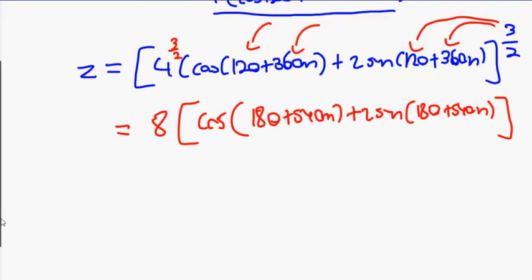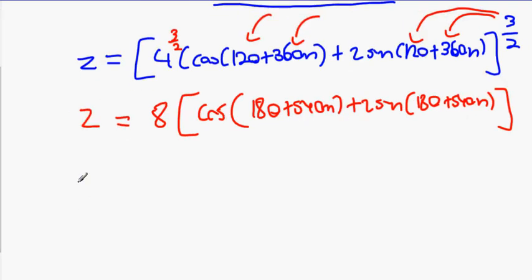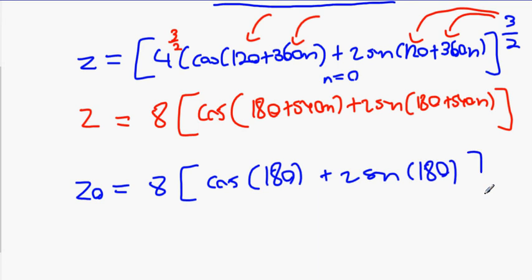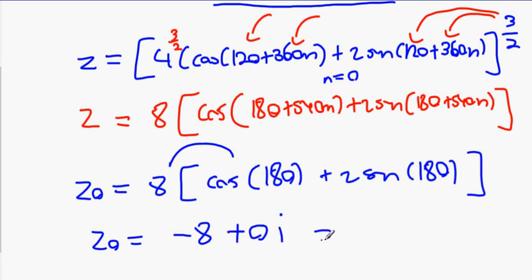Now we're going to find out what z0 and z1 are, because we want two different values. So z0 is 8 into cos 180 plus i sine 180, because n equals 0. Now what we're going to get is z0 equals 8 cos 180. 8 multiplied by cos 180 is going to be minus 8. 8 sine 180 is 0, so it's going to be minus 8 plus 0i, which is minus 8.